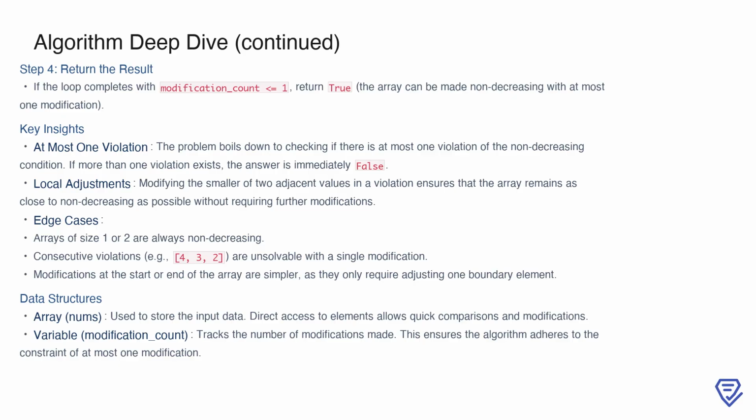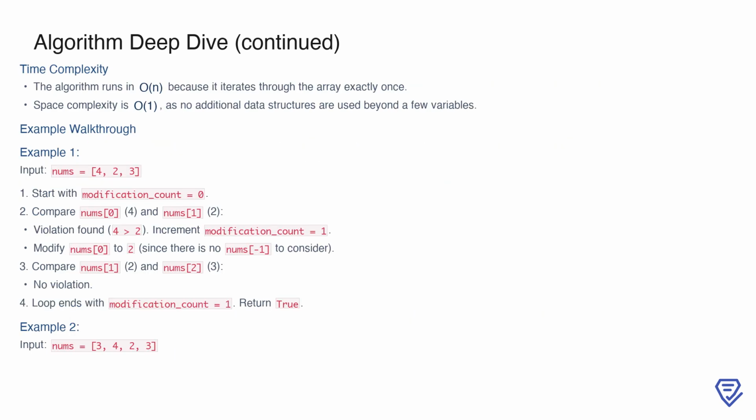Additionally, we must consider edge cases, such as arrays with only 1 or 2 elements, which are inherently non-decreasing. Consecutive violations, such as in the case of 4, 3, 2, are impossible to fix with a single modification. Adjustments at the start or end of the array are simpler, as they only affect one boundary element. The algorithm is efficient, running in O(n) time, since we only traverse the array once. It also uses O(1) space, as we only maintain a few variables and modify the array in place.